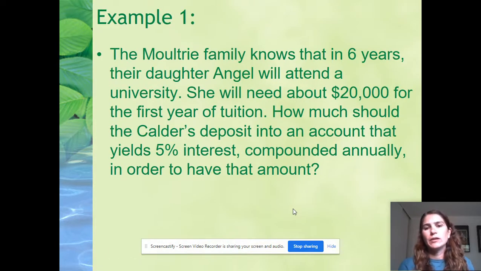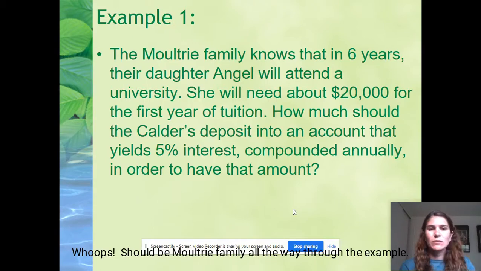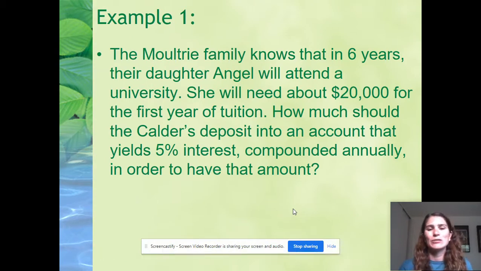The Moultrie family knows that in 6 years, their daughter Angel will be attending a university. She will need about $20,000 just for the first year of tuition. So, how much should they deposit into an account that yields 5% interest compounded annually in order to have that amount? The reason why I know I'm going to be using that single deposit present value formula is because we want to know how much money we're going to put in the account now so that when Angel decides to go to college in 6 years, she will have more money to go to college.